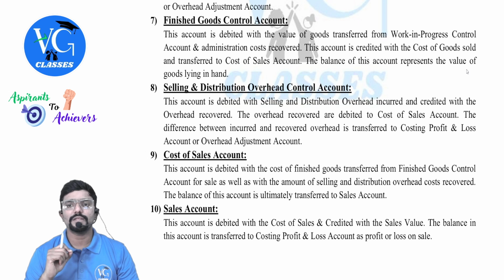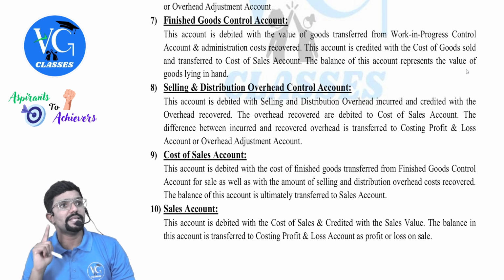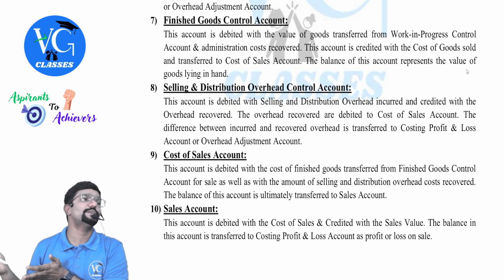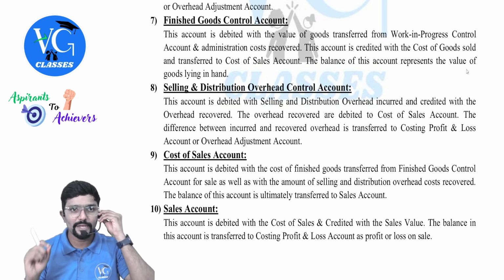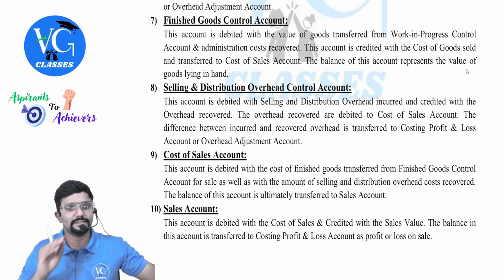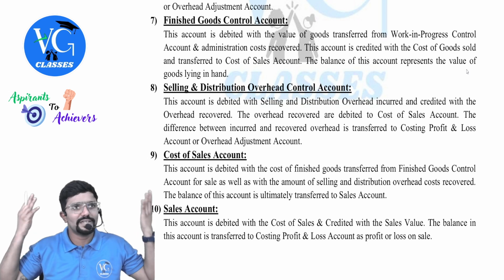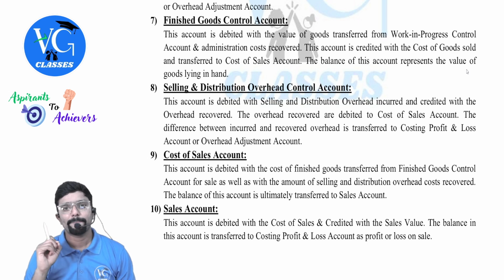This account is credited with cost of goods sold and transferred to cost of sales account. The name of that is called COGS, but we are transferring it to cost of sales. Guys, you might get confused because the amount is different, but we are transferring it to some other account. I stressed on it. Clear? The name is called COGS, but we are transferring it to cost of sales account. And there is no COGS account. At least remember that, it will be helpful so that you will not get confused.